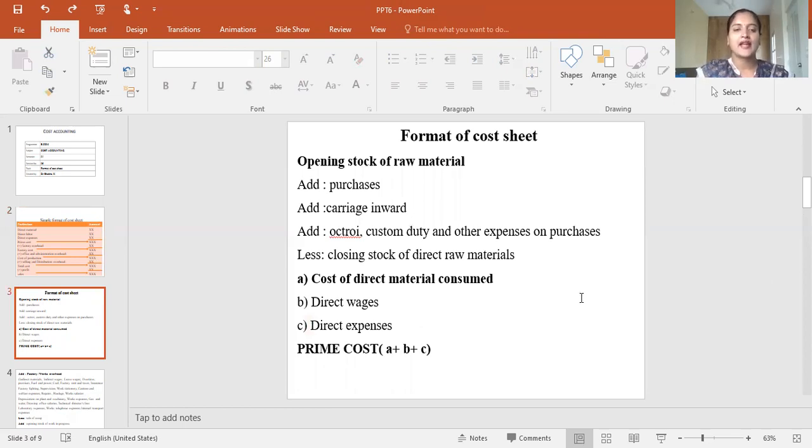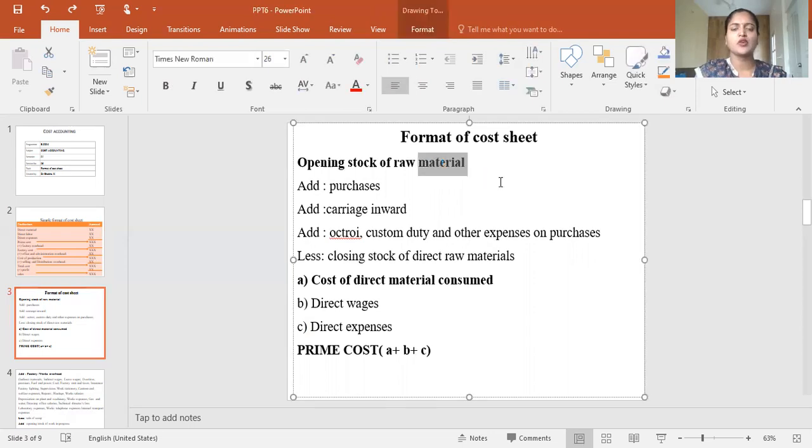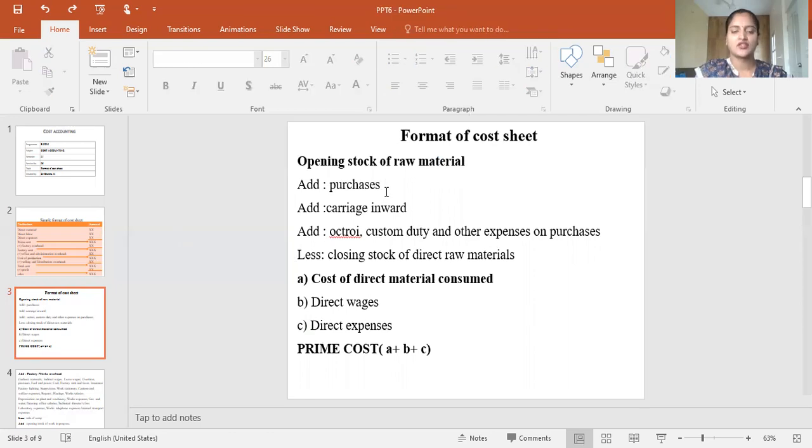Now, I already told you that first you are supposed to take the direct materials. For the direct materials, what are we supposed to add? First, you should add the opening stock of raw materials, if given in the problem. To that, we should add the purchases. If there are any purchases made during the year, they should be added to your opening stock of raw materials.